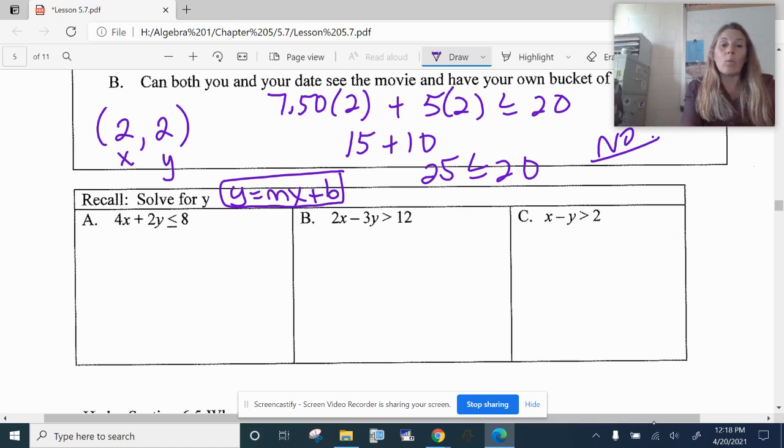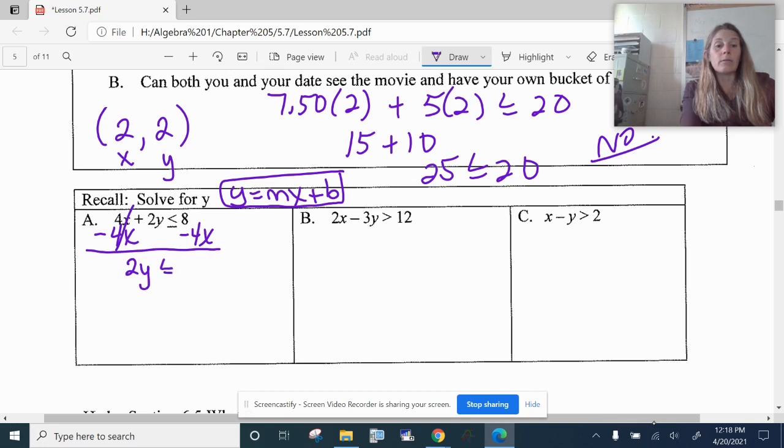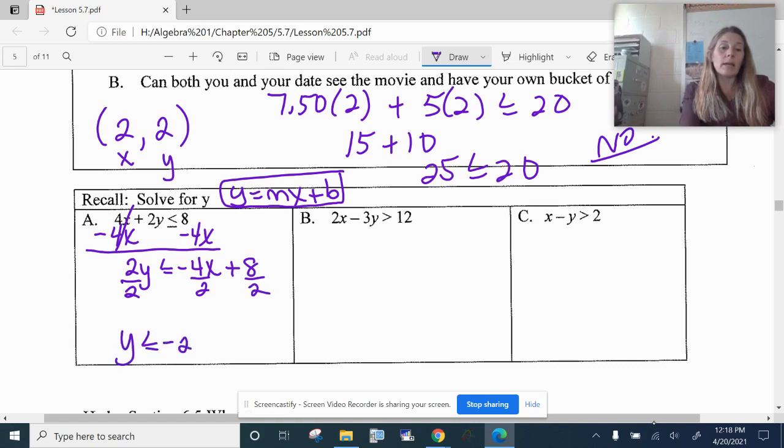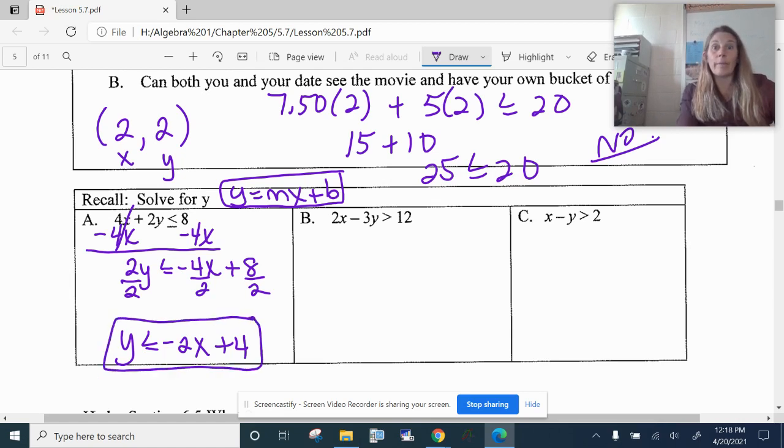So if I want to get my y by itself, the first thing you need to do is add or subtract that x value to the other side. So subtracting 4x, 2y is less than or equal to negative 4x plus 8. Now whatever is being multiplied to that y, you want to divide everything by that. In this case, it's a 2. And that gives us y is less than or equal to negative 2x plus 4. So this is just a little refresher on how to get the y by itself with an inequality sign versus an equal sign.